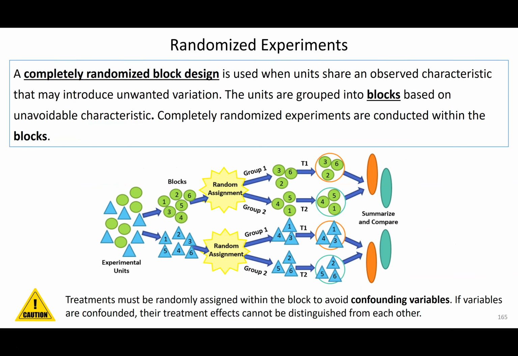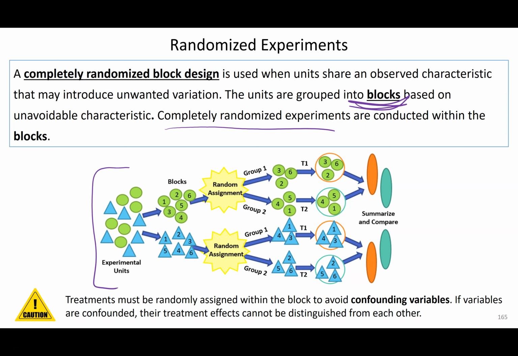So then another one that we have is completely randomized block design. So this is when we have some sort of characteristic that we want to make sure we account for. It's usually not what we're interested in actually observing, but we need to account for it. So we group them into blocks, based on some sort of unavoidable characteristic. Maybe I have left-handed folks and right-handed folks. I don't know. Of course, people are more complicated than that. Then you randomize once you've separated them into groups.